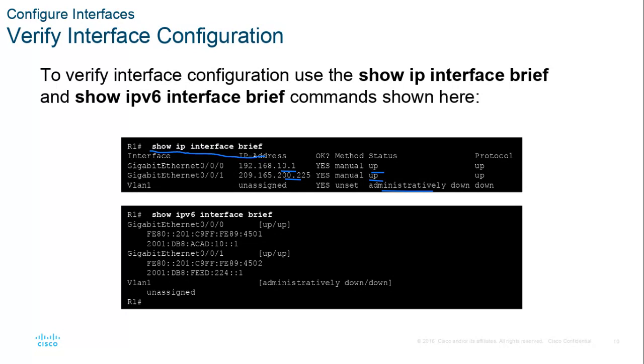To see the IP version 6 information, it's most of the show ip commands in IOS that have been around for 25 years.